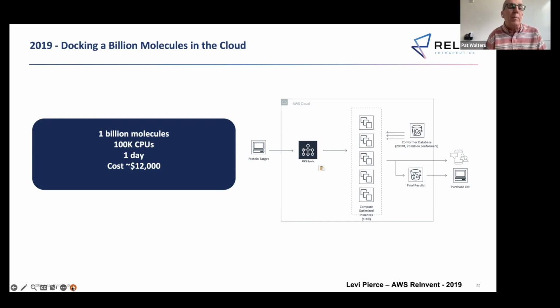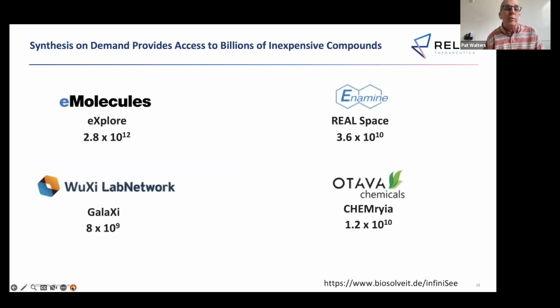But then the world got more complicated. In 2019, there were about 1 billion molecules available through what's called synthesis on demand. With synthesis on demand, a vendor has a set of chemistries that they're comfortable performing and confident that they can deliver. You can usually get these molecules for about $100 a piece, and you can get them within 6 to 8 weeks. So it really has revolutionized the way that we can do virtual screening.